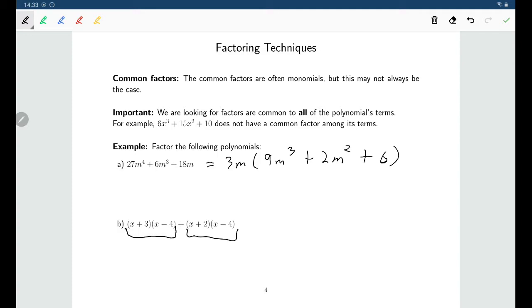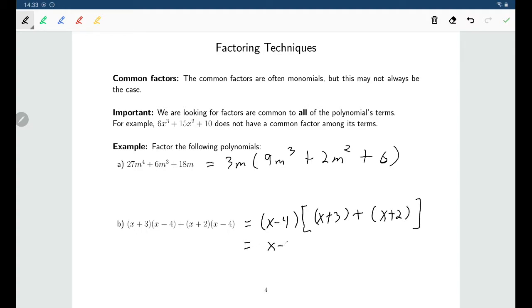And if I'm looking at both of those terms, they both have x minus 4 as a factor. So x minus 4 could be factored out of both terms. And that means that in the first term, there would be an x plus 3 left over, and in the second term, there would be an x plus 2 left over. So in other words, once we've factored out the x minus 4, what's left over should be 2x plus 5.